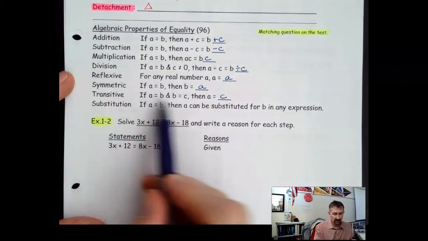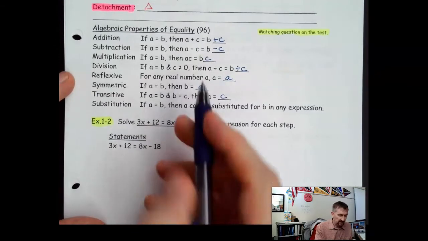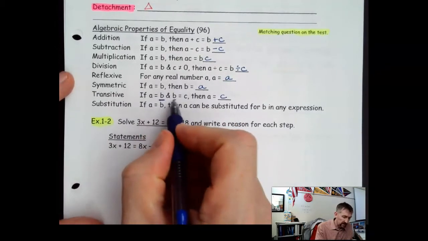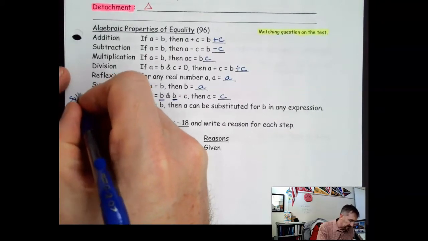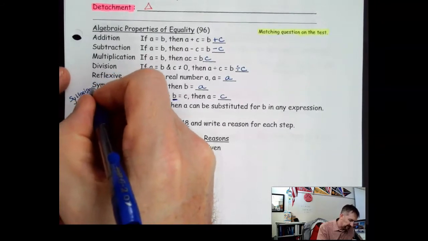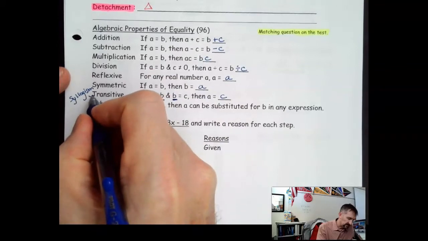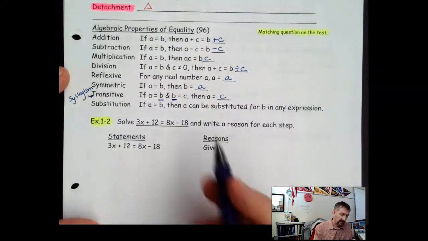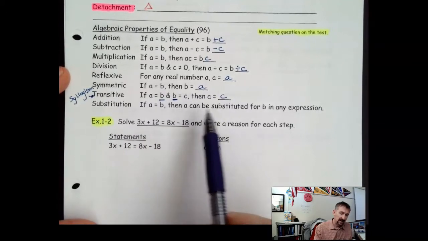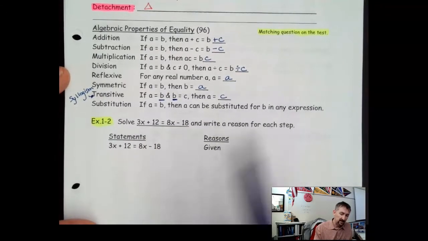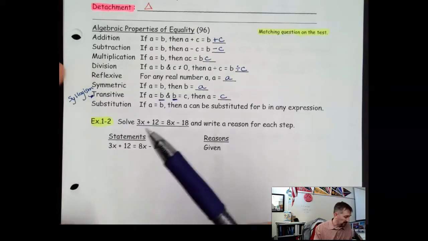If they both equal B, then they must equal each other, which, by the way, is similar to our warm-up up there. The transitive property is kind of like the law of syllogism. They're very similar. And finally, substitution. If A equals B, then we can put A anywhere that we see B in an expression or an equation. We can substitute A to replace B. Okay?